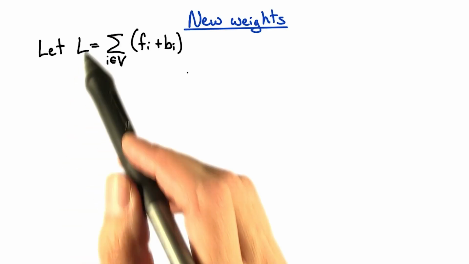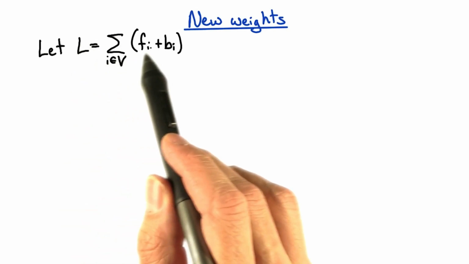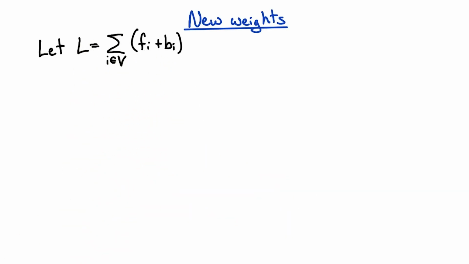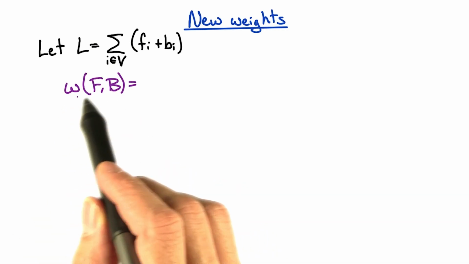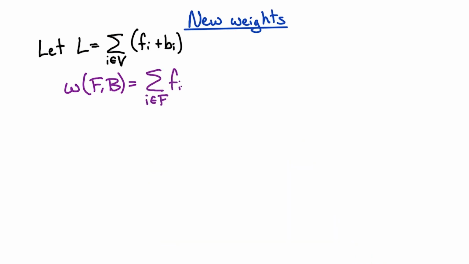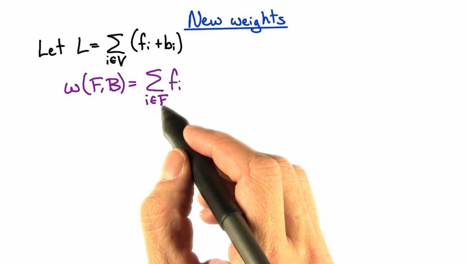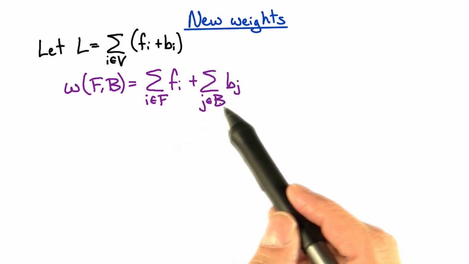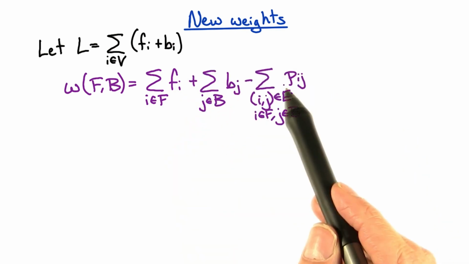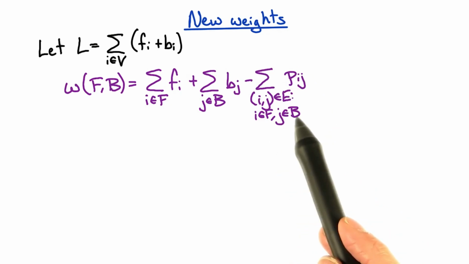Now just to summarize, we let capital L be the sum of the foreground and background likelihoods for all pixels. Now for a partition FB, we defined its weight to be the following quantity. It's the sum over the vertices assigned to the foreground of their foreground likelihood, plus the pixels assigned to the background of their background likelihood, minus the separation penalty for separated edges.